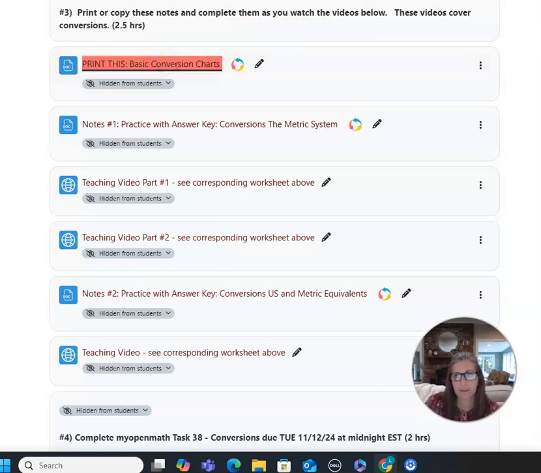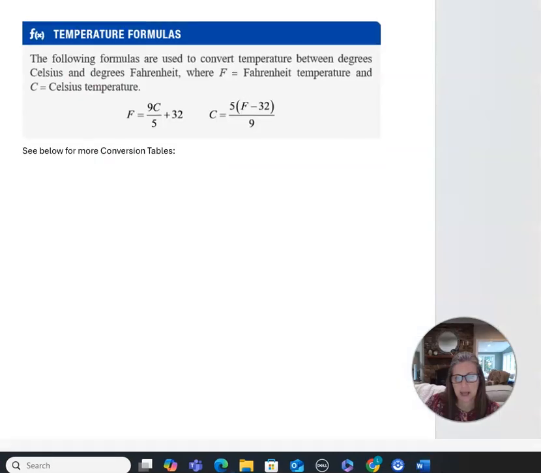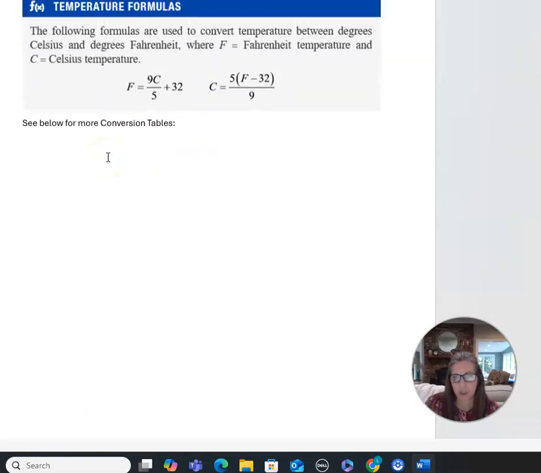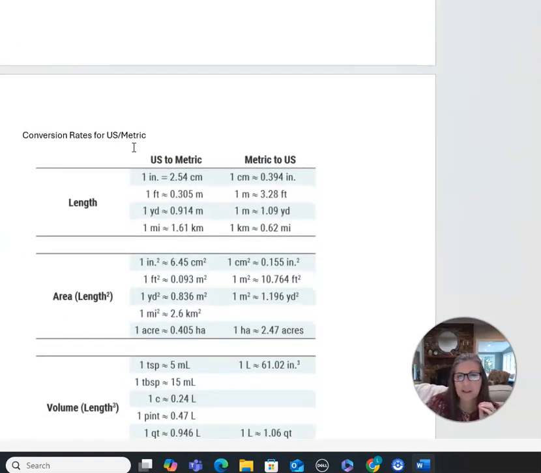Let me open it up and see if I can show it to you. Okay, so these are the conversions for Celsius to Fahrenheit, Fahrenheit to Celsius, and then I made a note, you have to go below. I don't want you to think that this is the end of the document because it's not. So below, I have some of the more popular charts for conversions.